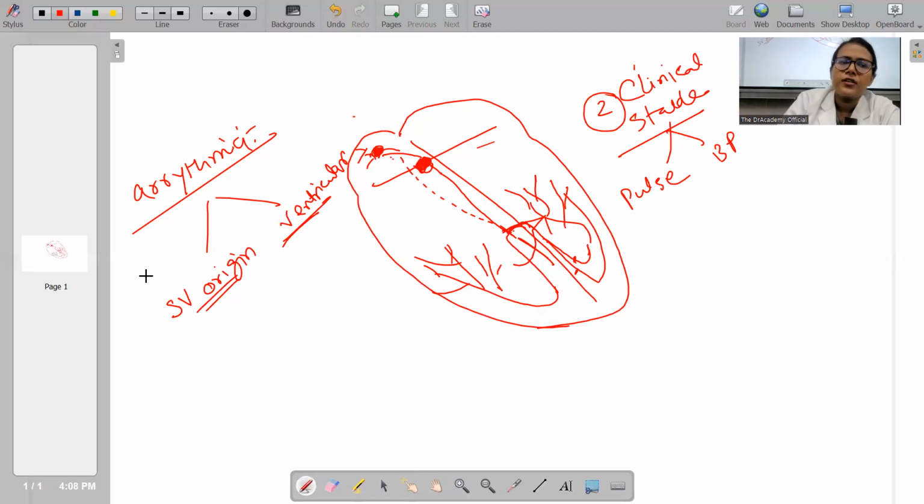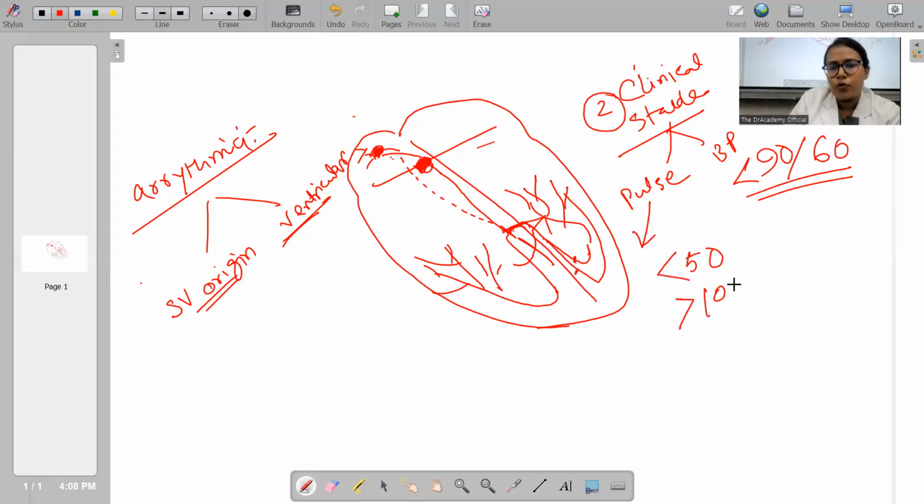So the important thing, we should first check from where the abnormal electrical impulse is generating, whether this is supraventricular origin or ventricular origin. Number two, whether the patient is hemodynamically or clinically stable. Unstable patients would have low blood pressure, systolic less than 90 and diastolic less than 60. So 90 over 60 is the cutoff value. And the pulse can be of two types. It can be either bradycardia, less than 50 beats per minute, or tachycardia, more than 100 beats per minute. And number three is, we will consider some risk factors.